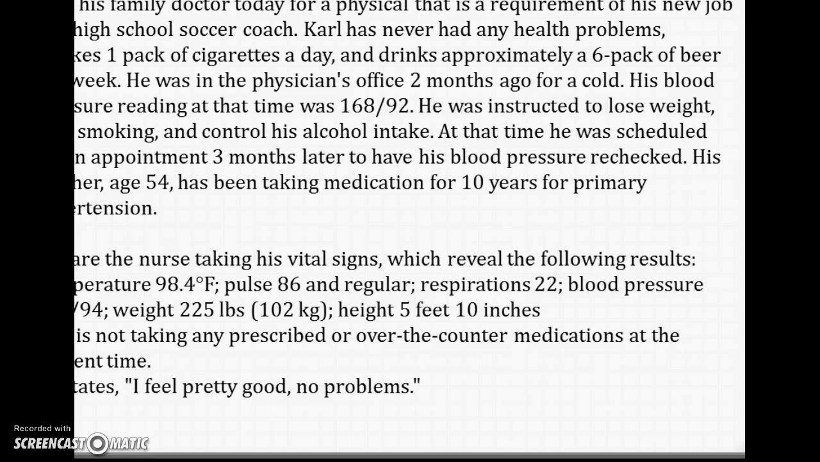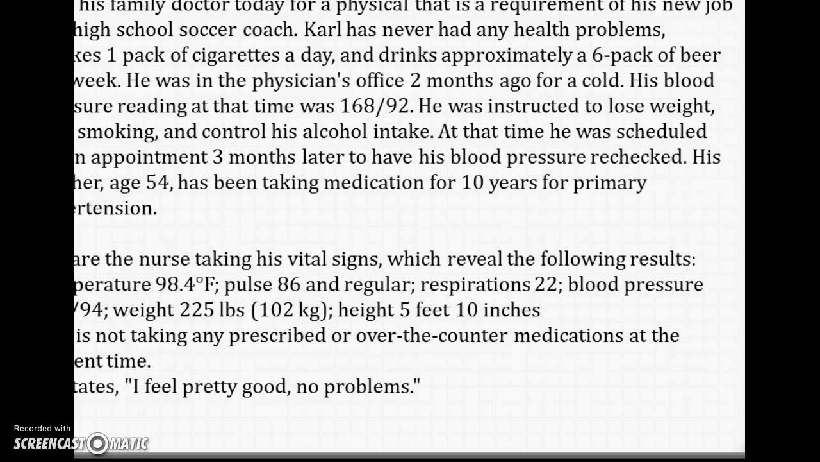Okay, I put some case studies in here, one or two or three, and I really recommend you take time after reading the case study to answer the questions. Case study one is Mr. Johnson, or Carl Johnson, a 42-year-old African American male. He has an appointment with his family doctor for a physical that is a requirement of his new job as a soccer coach. Carl has never had any health problem, smokes 1 pack of cigarettes a day, and drinks approximately a 6-pack of beer per week.